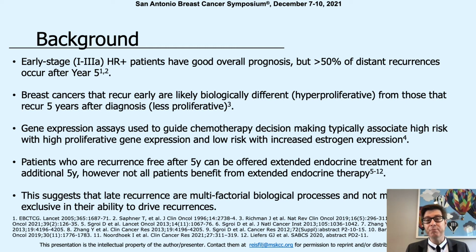Most of the gene expression assays that are used currently to define which patients should receive chemotherapy derive their information from the expression levels of proliferation-related genes. And currently we do not have a proper or a validated biomarker to define which patients would benefit from extended endocrine therapy after 5 years of endocrine therapy. And the authors' hypothesis here is that the late relapses would have a complex biology that would be multifactorial.